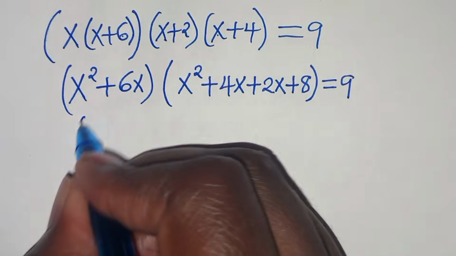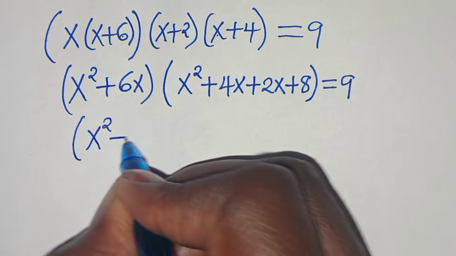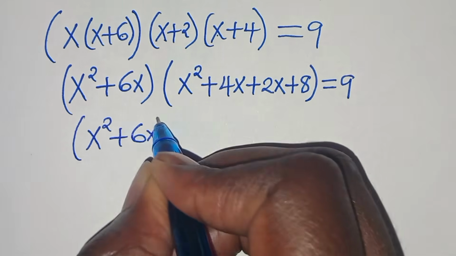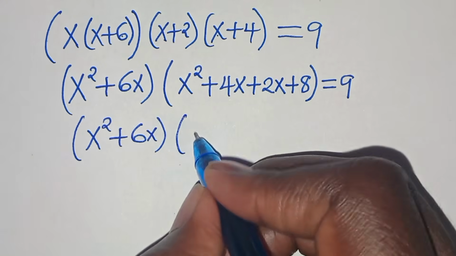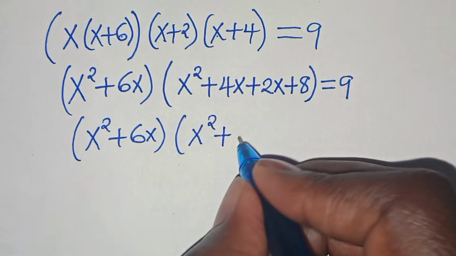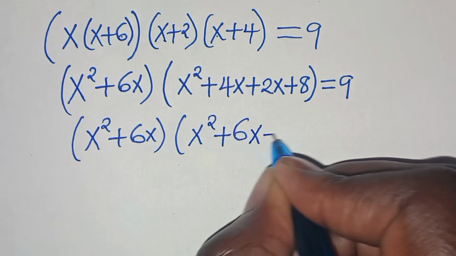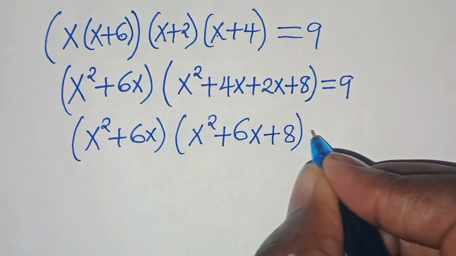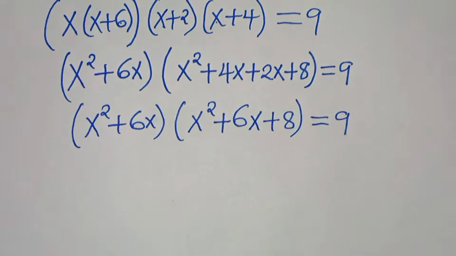So we have x to the power of 2 plus 6x. Close the parentheses. Then here we have x to the power of 2 plus 4x plus 2x. This is 6x plus 8. This is equal to 9.